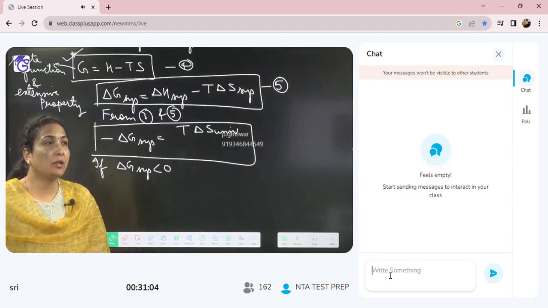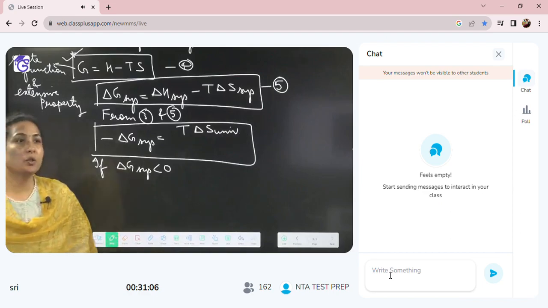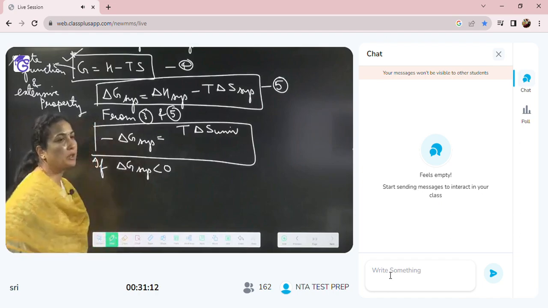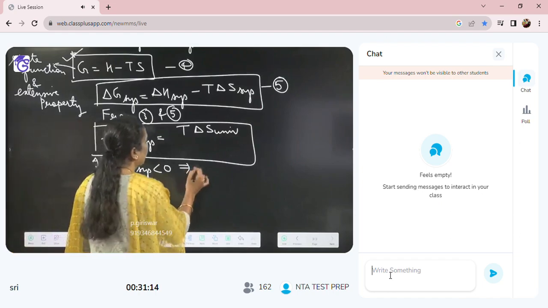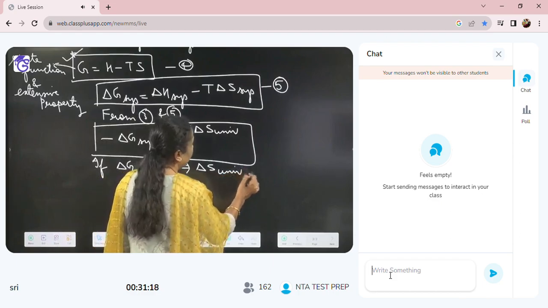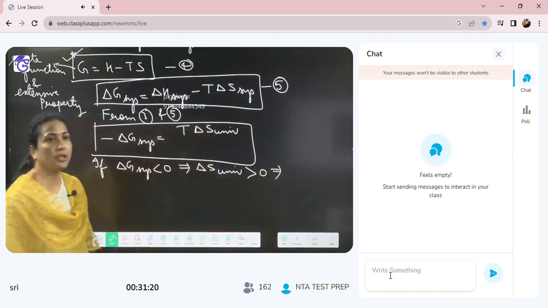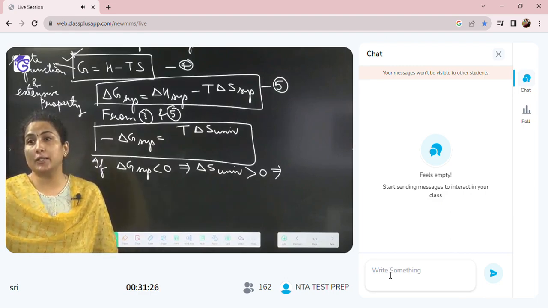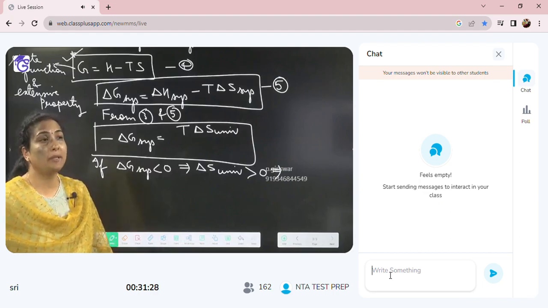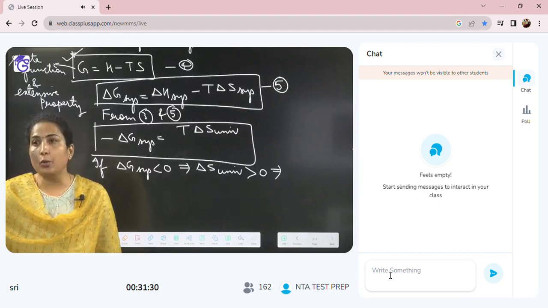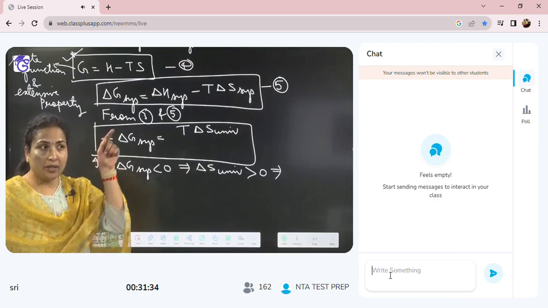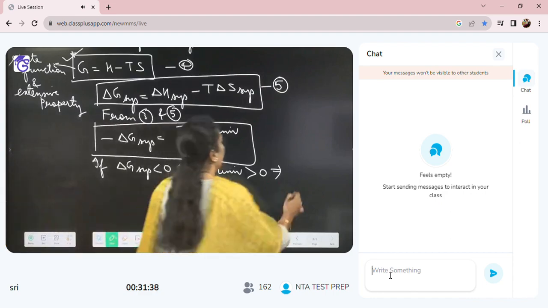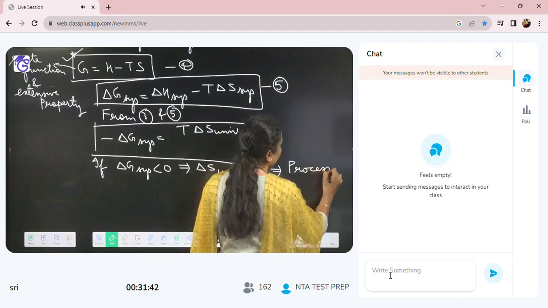Write it on the chat box and let me know. Delta S universe will be greater than 0. Are you able to understand? This is negative, positive divided by temperature, which is also a positive term. So you will have delta S universe greater than 0. What does it imply? Process spontaneous, non-spontaneous? It is spontaneous, because we have learned in the second law of thermodynamics that any process happens in the direction where the entropy of the universe is increasing. In fact, I have written the heading also: for a spontaneous process, delta S universe should be greater than 0. Good. So the process is spontaneous.